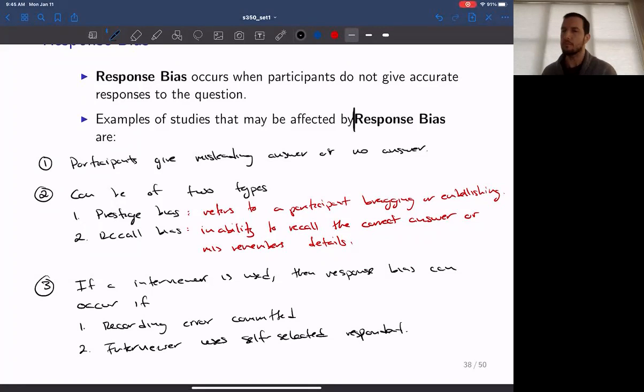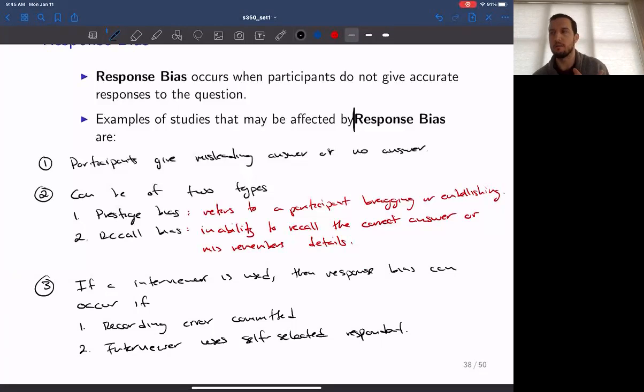So again, like with the discussion on selection bias or with measurement error, there's a lot of different ways that this can be incorporated or can occur with our results. These are just a few different examples. One of the interesting discussions about response bias is that it can be subdivided into this prestige bias idea, which again I find kind of amusing, and then the recall bias idea, which would be very similar to measurement error because this inability to recall is likely going to lead you to give some sort of misleading result, maybe not intentionally.